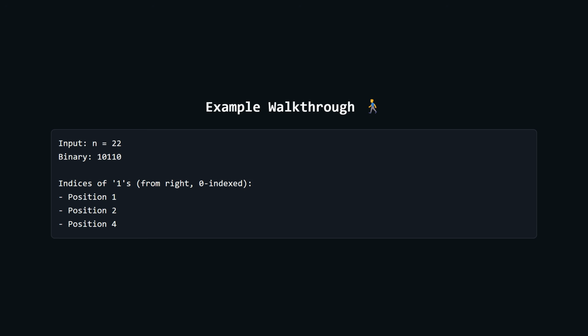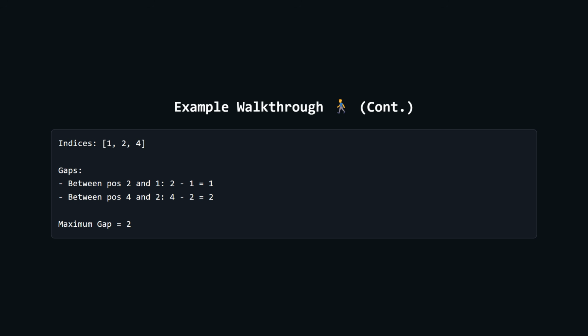Let's walk through the main example from the problem description. We have the number 22. In binary, that is 1 0 1 1 0. If we count the bit positions from right to left, starting at index 0, we find our 1 bits are at positions 1, 2, and 4. Now that we know where the 1s are, we just measure the gaps. The distance between position 2 and position 1 is 1. The distance between position 4 and position 2 is 2. Comparing those gaps, the largest one is 2, which is our final answer.